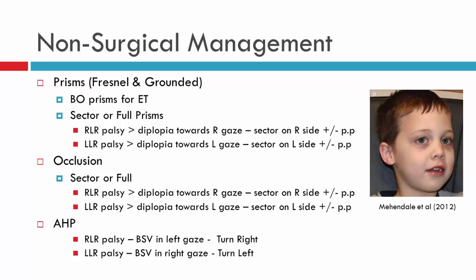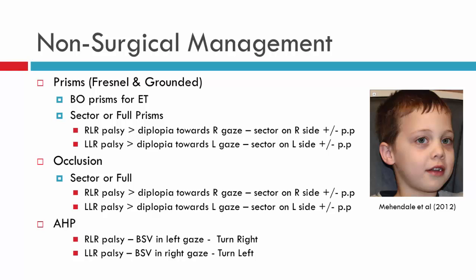So in terms of prisms, because 6th nerve palsy causes an esotropia, you'll always have a base out prism to prescribe, and you could do this either as a full prism or a sector prism. Now, in relation to 6th nerve palsies, it's lateral gaze that's affected, so either right gaze or left gaze, and as such you'll be blocking one of those positions of gaze depending on whether you have a right lateral rectus palsy or a left lateral rectus palsy.